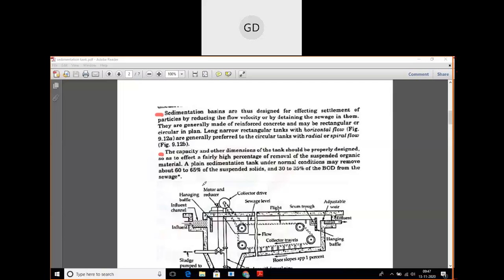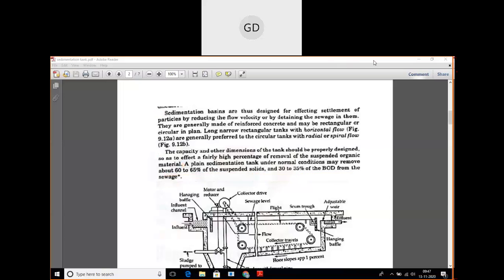Also, a plain sedimentation tank under normal conditions removes about 60 to 65% of the suspended solids. You can remember this line. How much suspended solids does a sedimentation tank remove under normal conditions? It removes 60 to 65% of the suspended solids and 30 to 35% of the BOD from the sewage. This line is important.